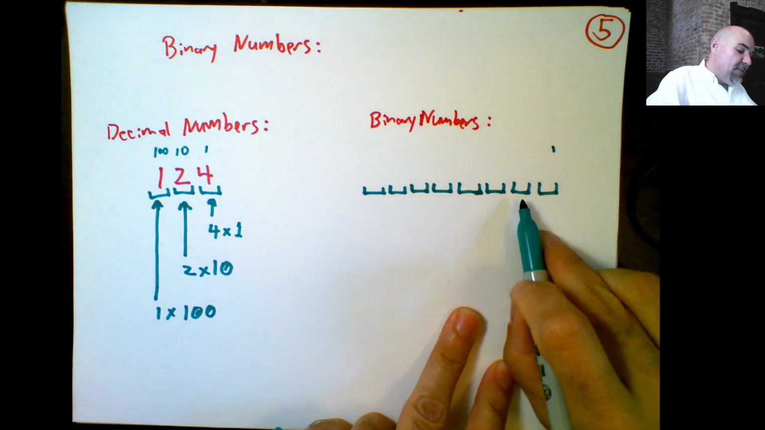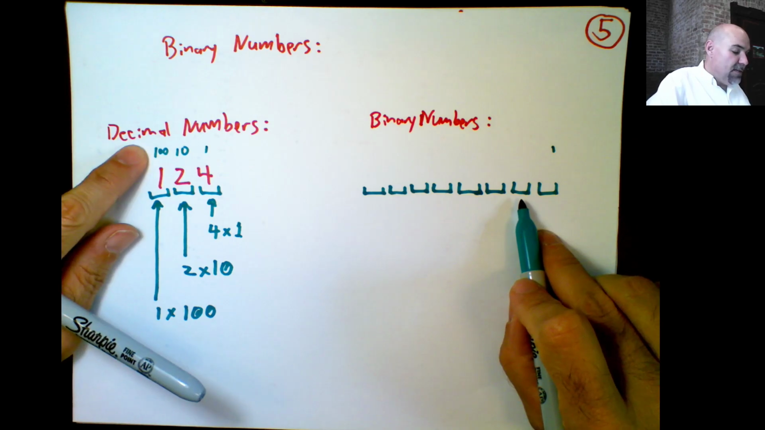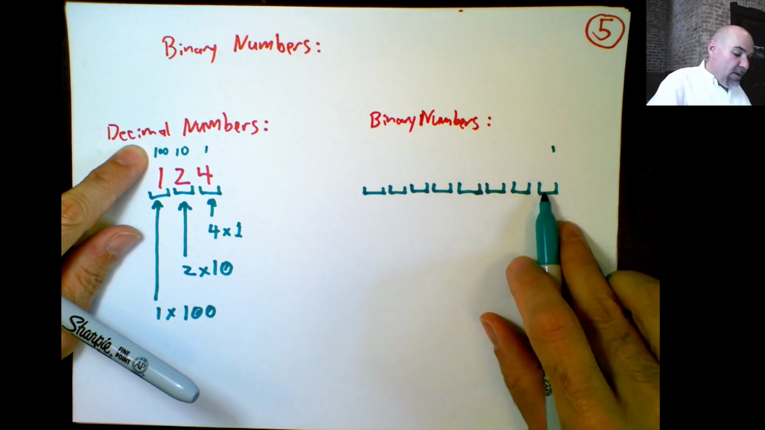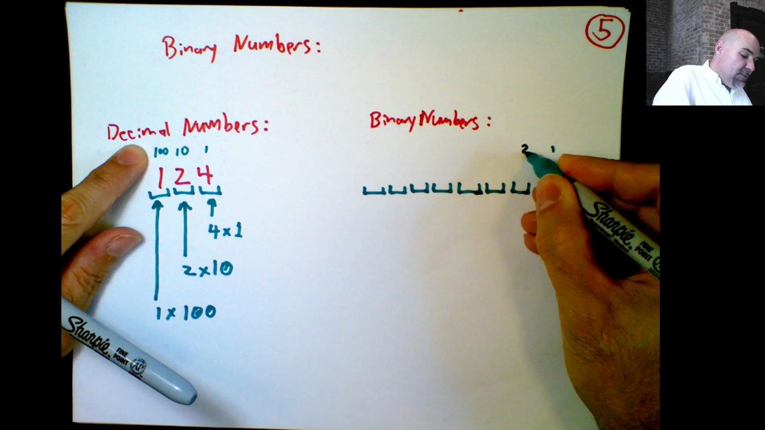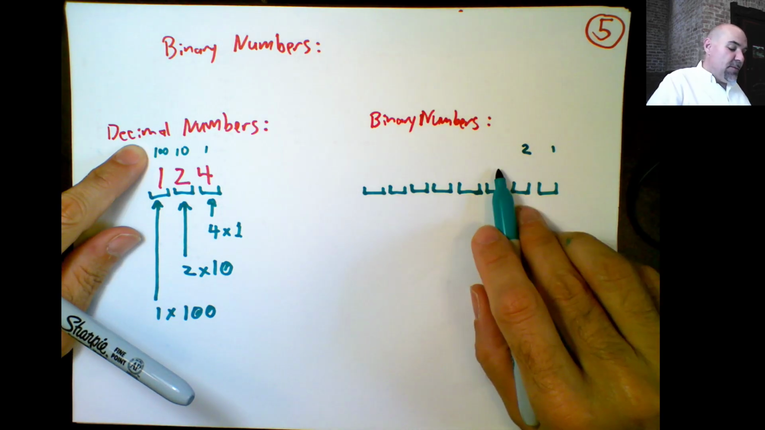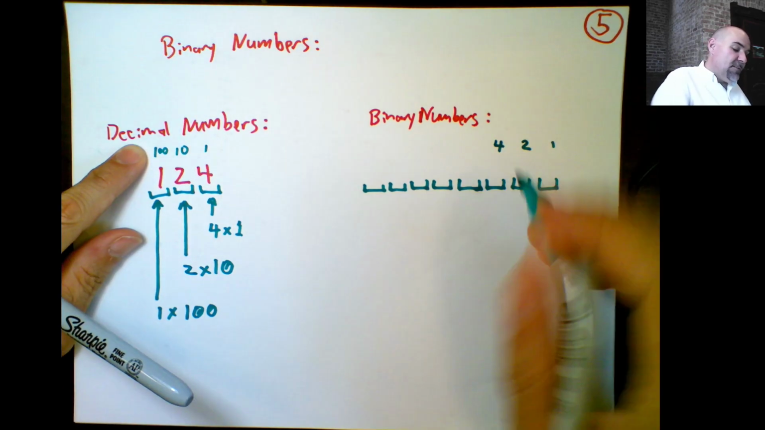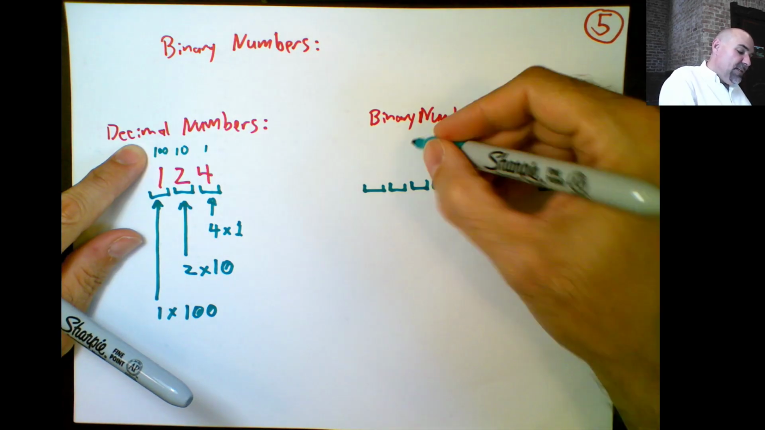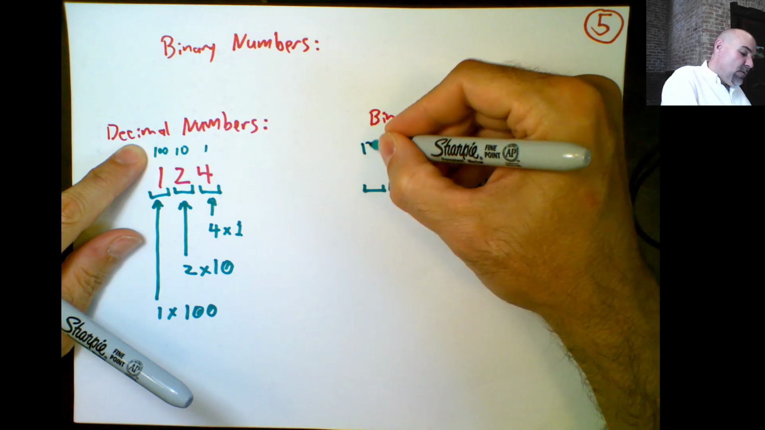But now this is not the tens place, because we don't have 10 digits. It's not base 10. Decimal's base 10. Binary is base 2, so we only have 2 things: 0, 1. So this, rather than the tens place, is the twos place. And the next one after that is going to be the fours place. And the next one after that is going to be the eights place. And then 16, and then 32, and then 64, and then 128.